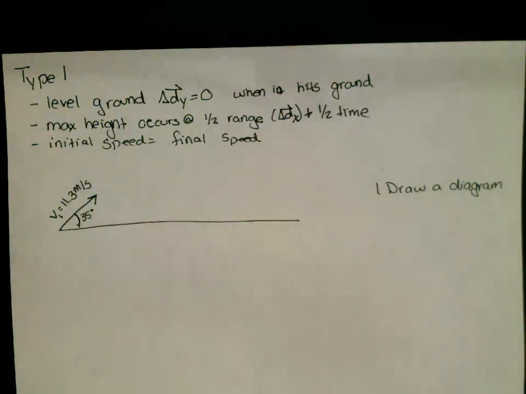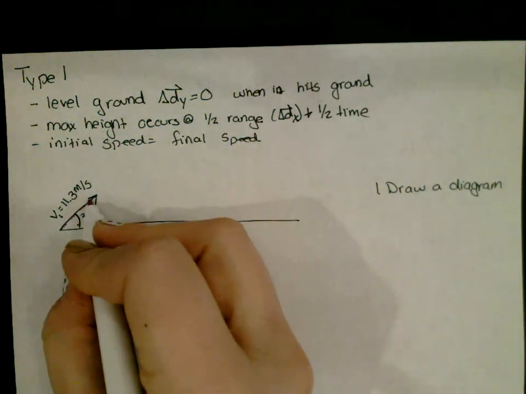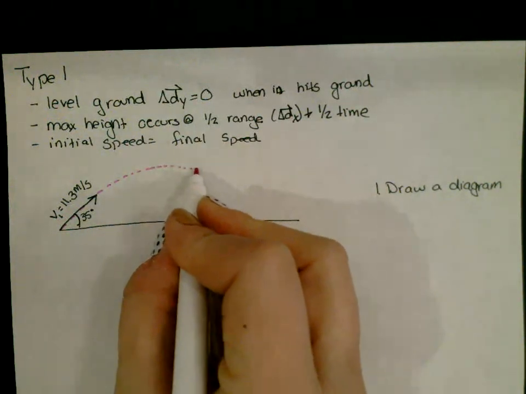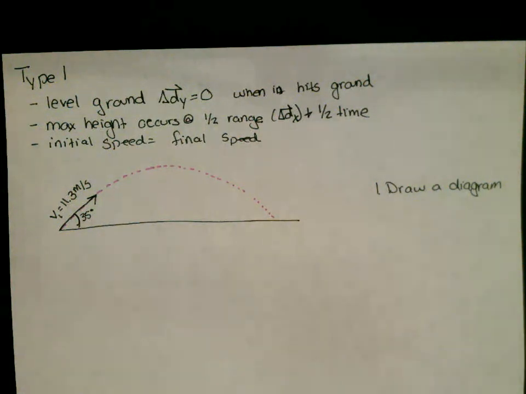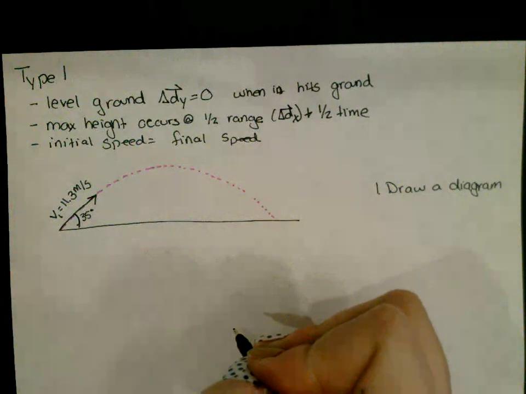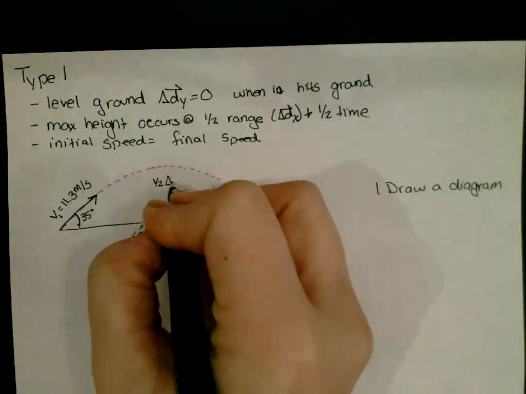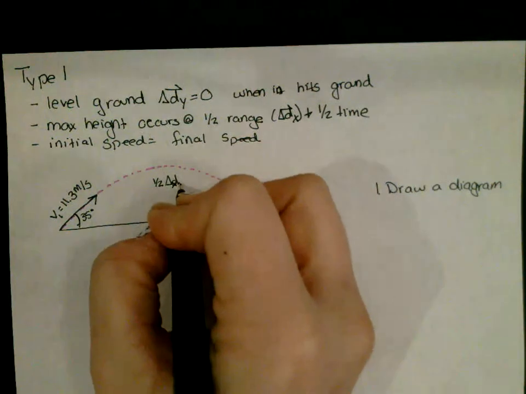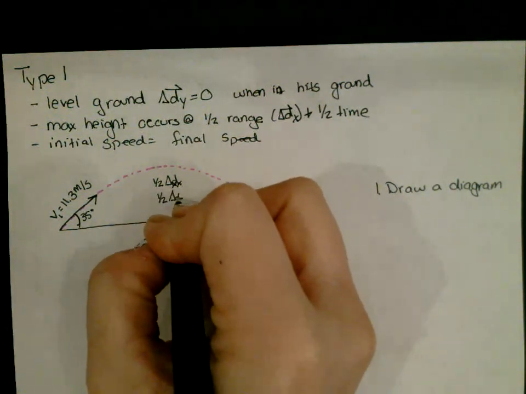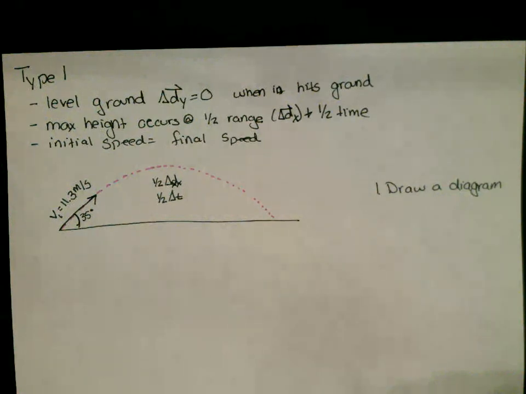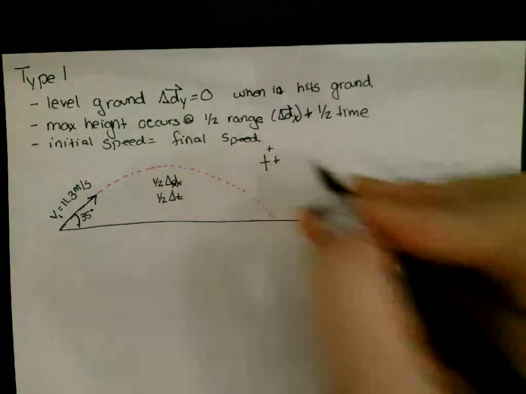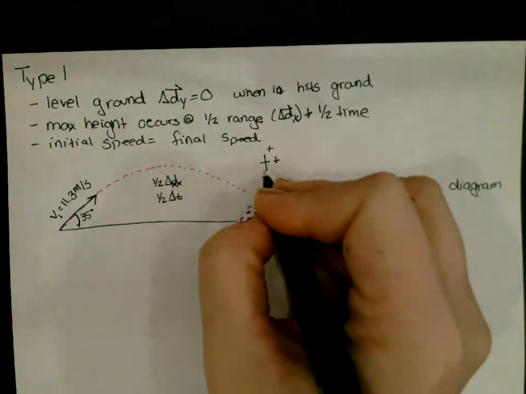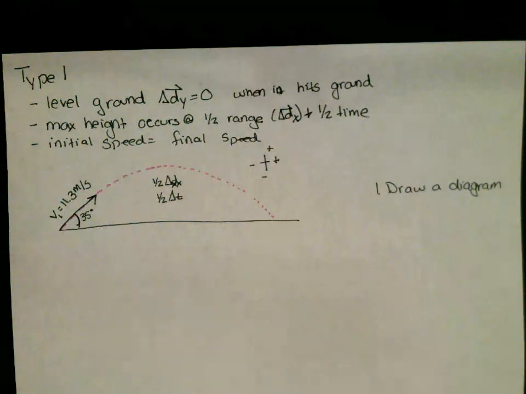So our projectile would look something like this. Once he kicks the soccer ball, we know that it will go up, it will reach a maximum height, and then it will land. And we know this right here in the dead middle is 1/2 our range and 1/2 our time. And to make life a little bit easier, I'm going to say we're working in the positive range. But if we were to go south or back the direction we came from, it's going to be negative.